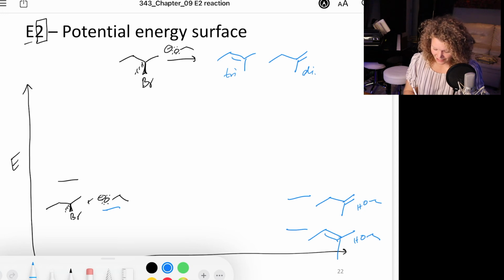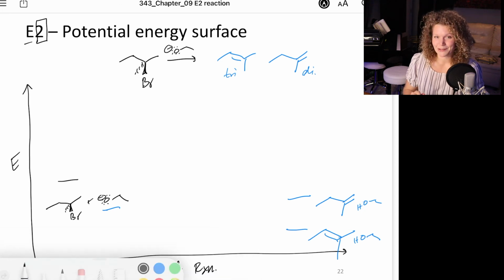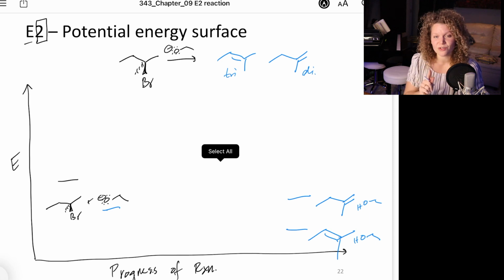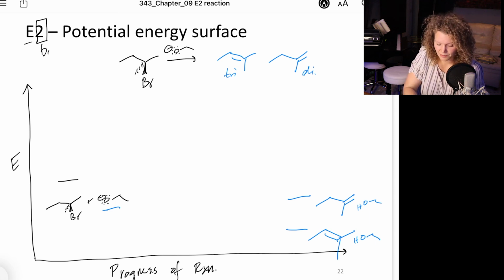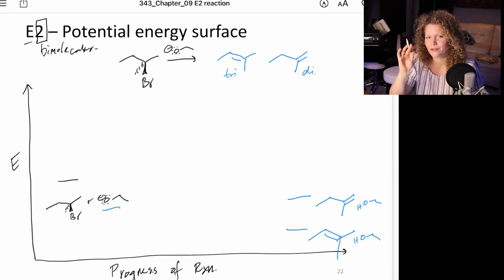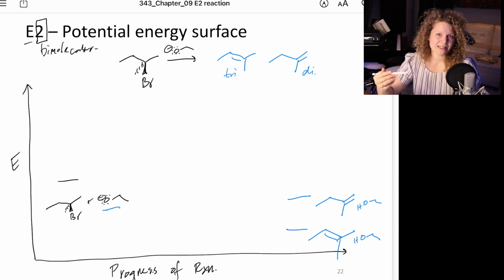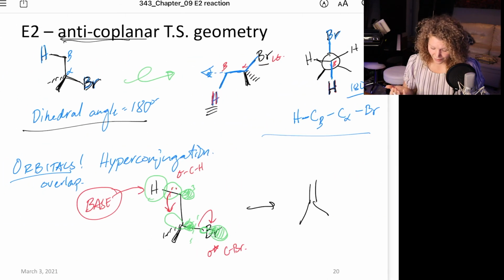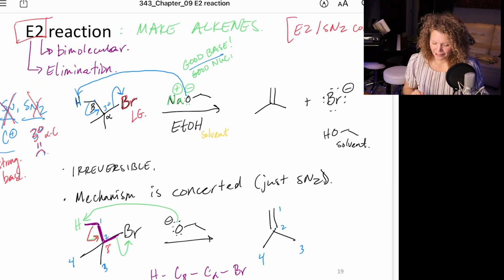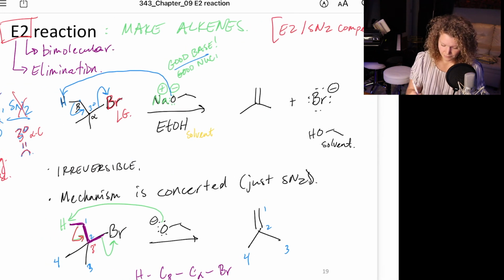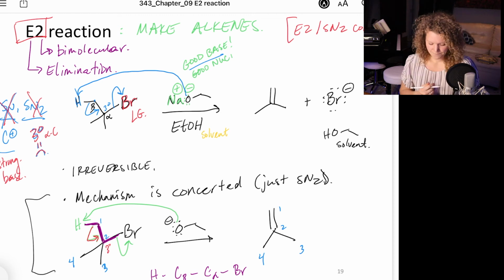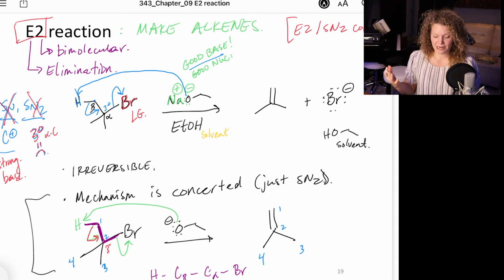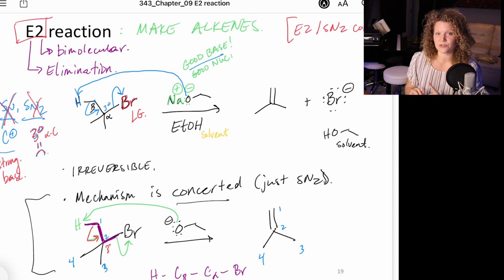So let's now look at the transition states, okay? It's a concerted reaction, right? It is bimolecular. So what does this potential energy surface look like between the starting material and the product? Well, the easiest way to tell is looking at the mechanism. And so my question here is, when we look at this mechanism here at the bottom, you just ask, did it form an intermediate, right? And the answer is no. The mechanism is concerted, okay?